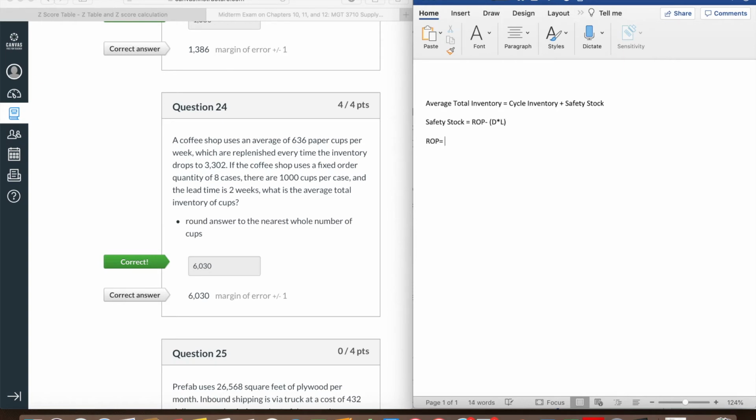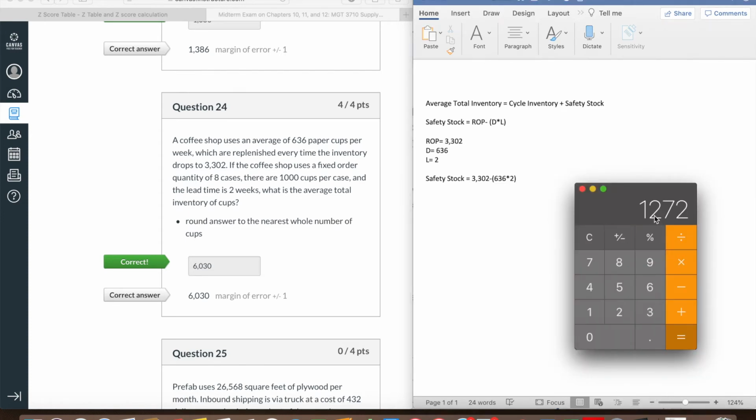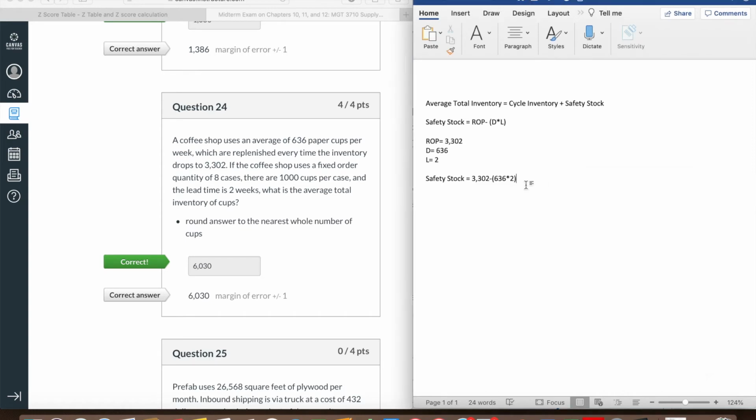In our case, ROP, which is the reorder point, is every time it drops to 3,302, we reorder. So there we go. The demand is 636 paper cups per week. So 636. Then the lead time is 2 weeks. So just two. And then now we can plug in the information to find the safety stock, which will give us half of the answer. So safety stock is equal to 3,302 minus 636 times 2. So 636 times 2, that's 1,272. 3,302 minus 1,272, and we get 2,030. Safety stock is equal to 2,030.